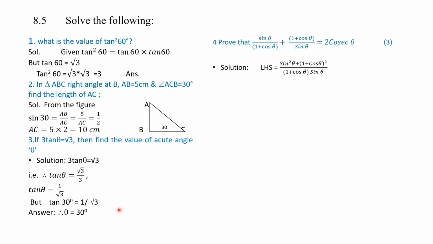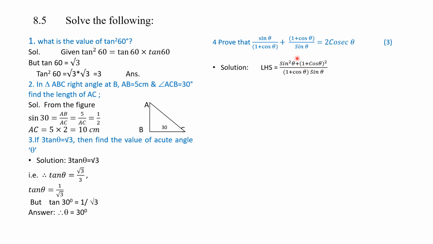Question number 4. Prove that sin theta by 1 plus cos theta plus 1 plus cos theta by sin theta equals 2 times cosecant theta. This is a 3-mark question. You have to follow it very carefully and practice it. Here, this is a very simple solution. All you have to do is solve the left hand side by taking LCM.